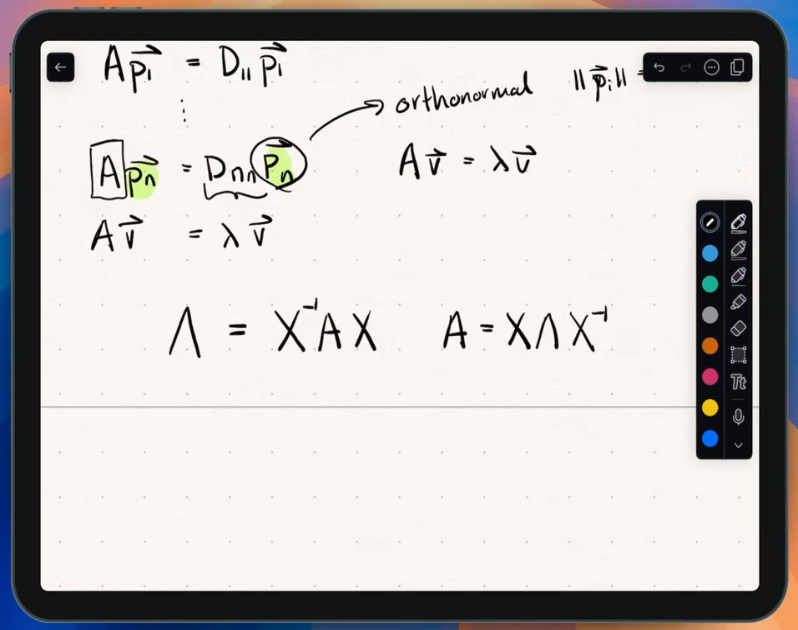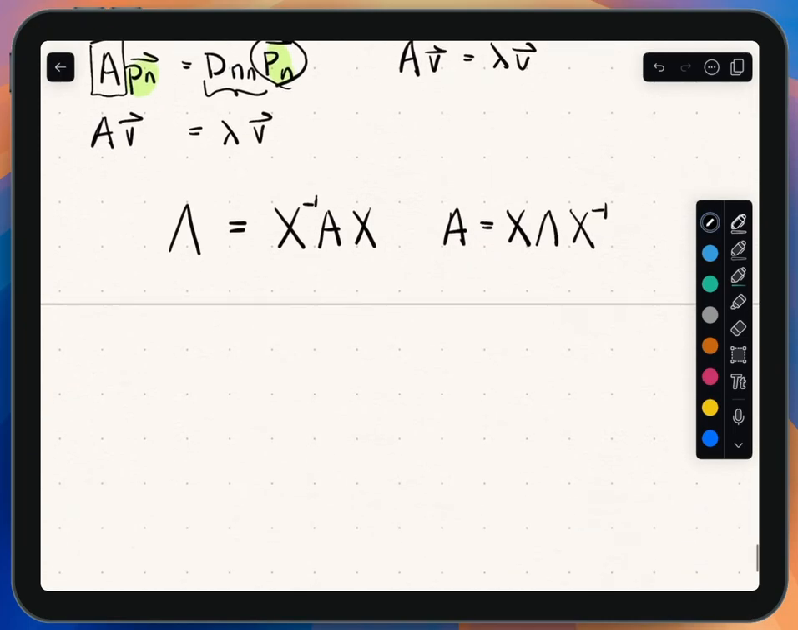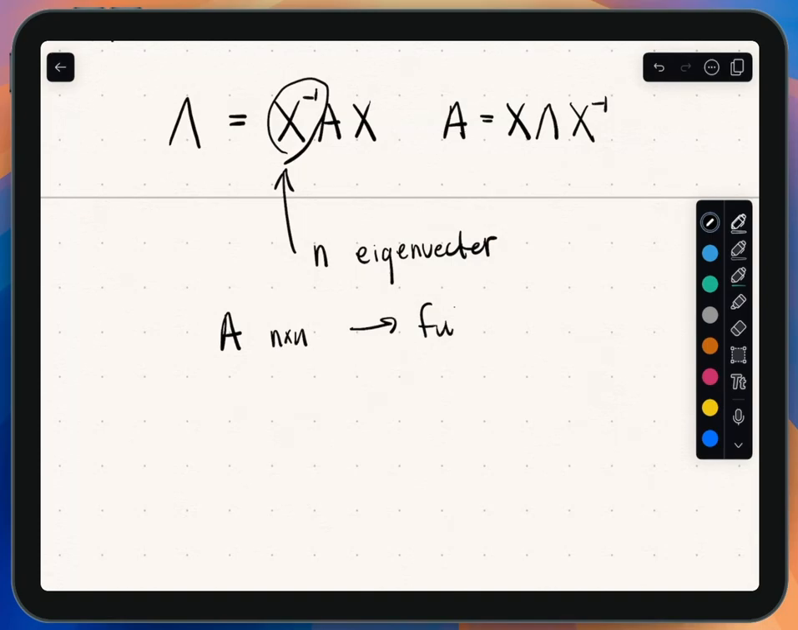And notice now what we need, like a criteria for this to work. Because X must be invertible. It must mean that X must be full rank, which means that we need to have n linearly independent eigenvectors. We must have n eigenvectors. So if A has a shape of, for example, n by n, then we need a full set of linearly independent eigenvectors. Because otherwise this wouldn't work. Otherwise we wouldn't have X as an invertible matrix.